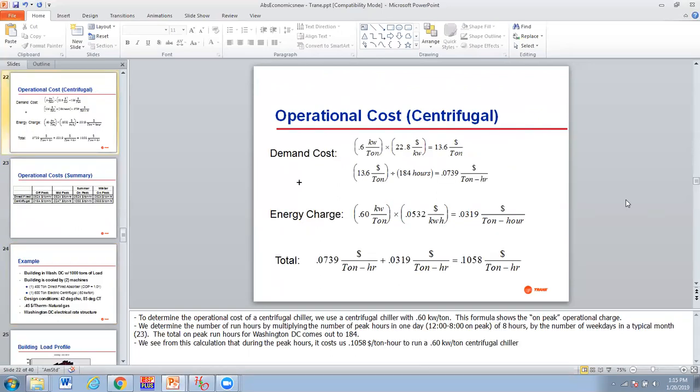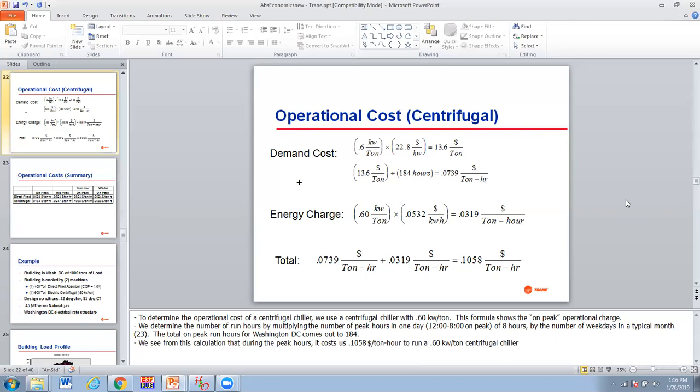Okay, now this is a little more subtle on the electrical cost. We have the demand charge and we have the consumption charge, and we want to get this in terms of the cost per ton hour. So we can look at this for a minute. The efficiency of this chiller they're starting out with is 0.6 kW per ton.